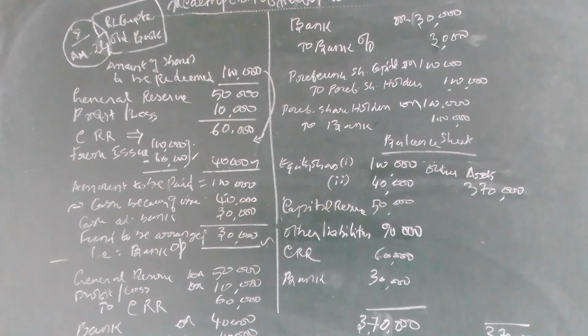Then the bank overdraft we raised, so cash comes in. We also pass the entries: bank account debtor to bank OD. So bank overdraft is raised, cash comes in, so bank 30,000 rupees, that 30,000 rupees we pass. So the total comes to 3,70,000, and the balance sheet is tallied. So this is another important type of problem. The shortage of amount is raised because of bank overdraft.